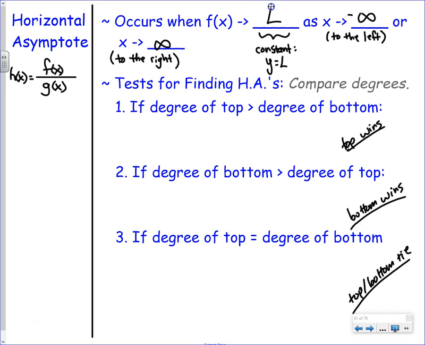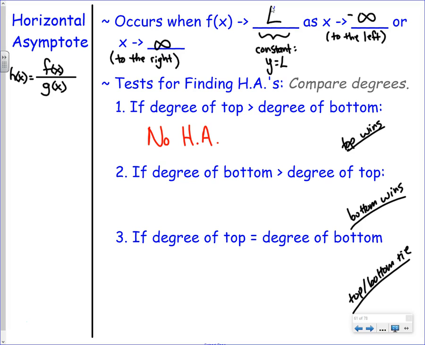So either the top wins, its degree is greater, or the bottom wins, the denominator's degree is higher, or they have the exact same degree, probably different coefficients and signs and all that, but the highest power of x will be the same. So here's what's going on. Long story short, if the top wins, you could do polynomial division, you would still get a polynomial at the end. So polynomials, whichever way you're going, are going to infinities, not a number. So therefore, if the top wins, there is no horizontal asymptote.